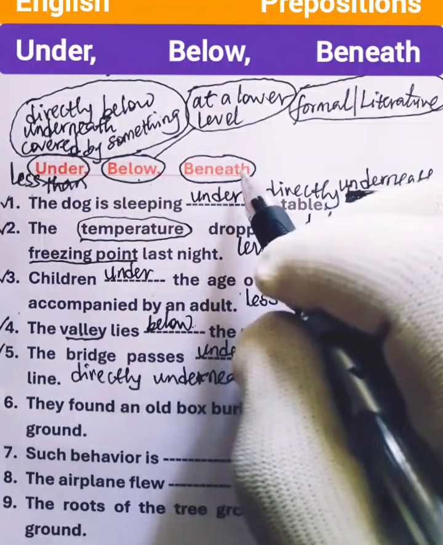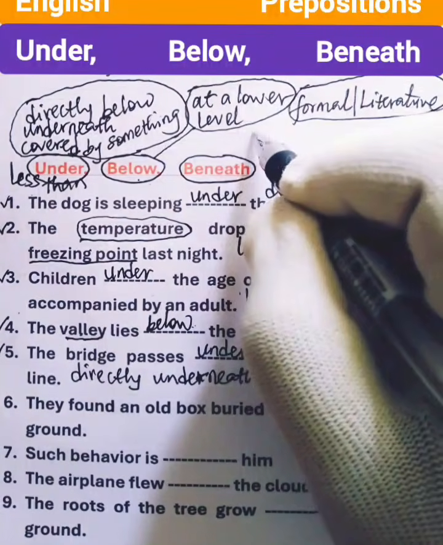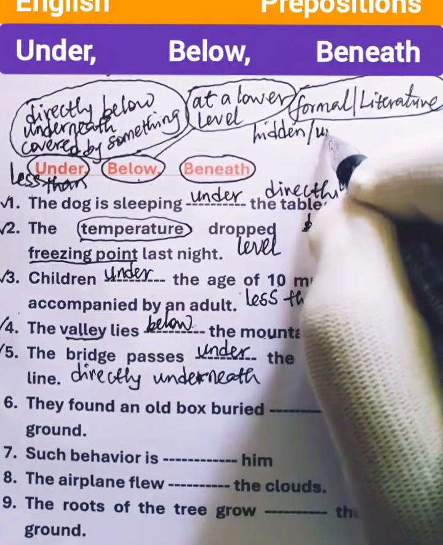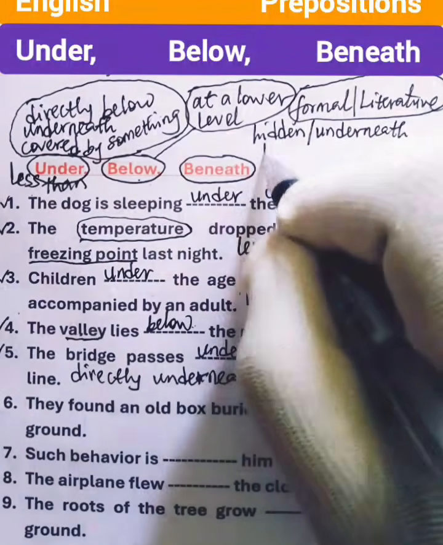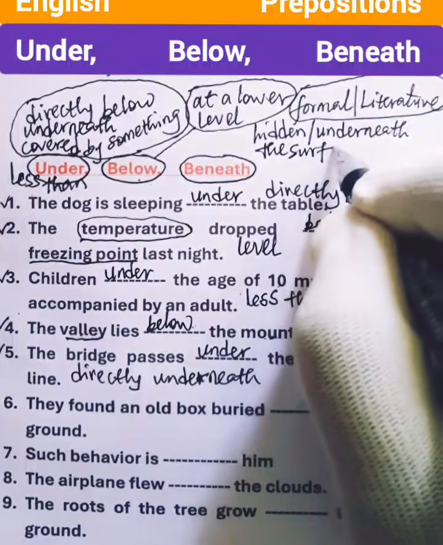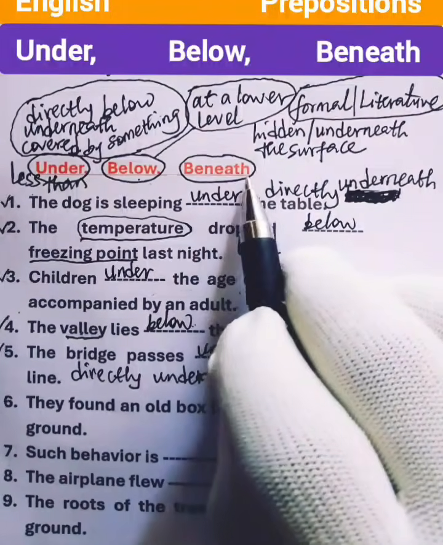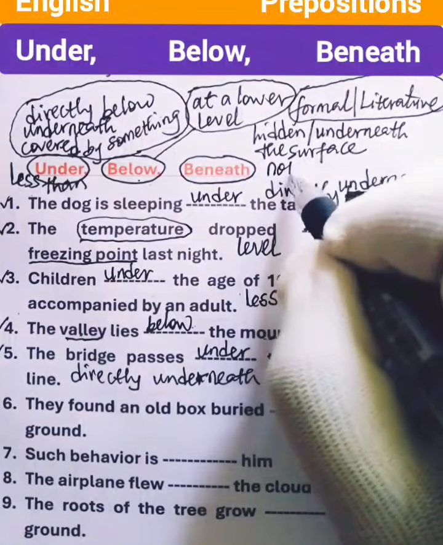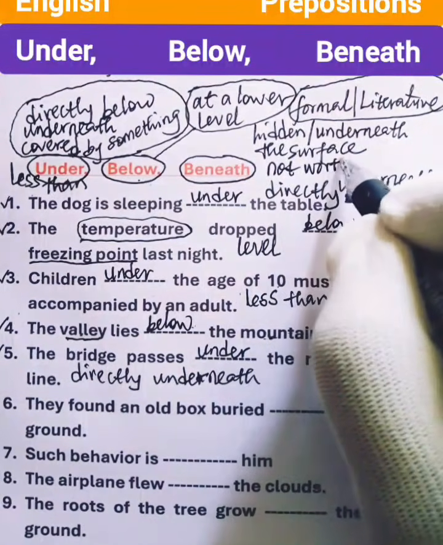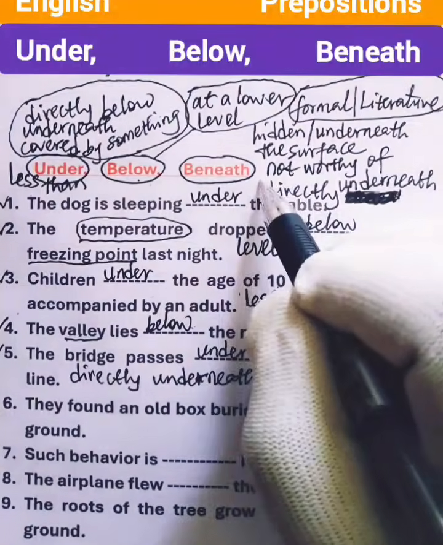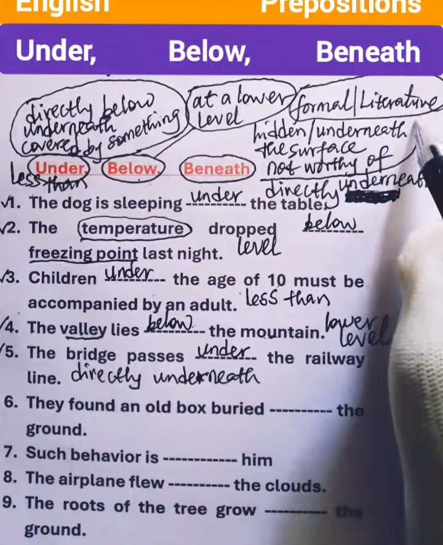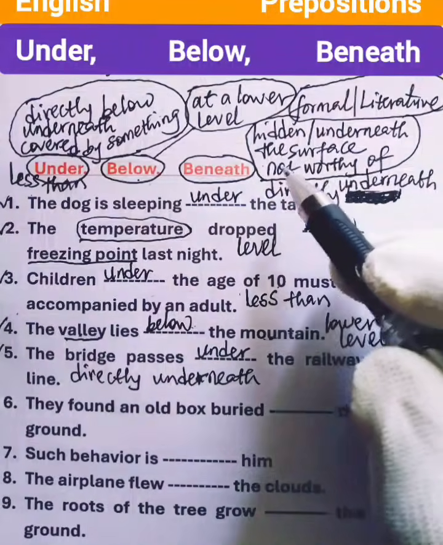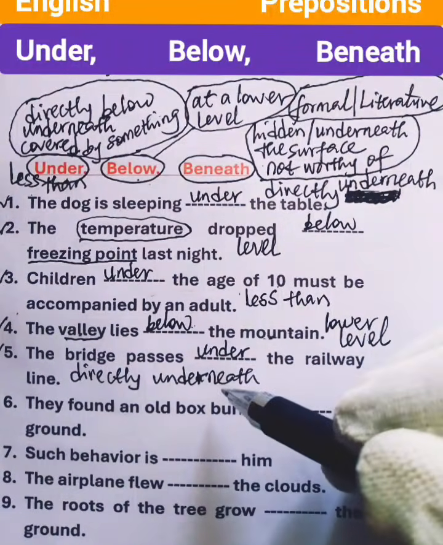Okay, so use it to talk about something being hidden or underneath the surface. Lastly, use beneath to talk about something that is not worthy of. So all of these are associated with beneath. Okay? Now, when we look at examples here, you understand better.